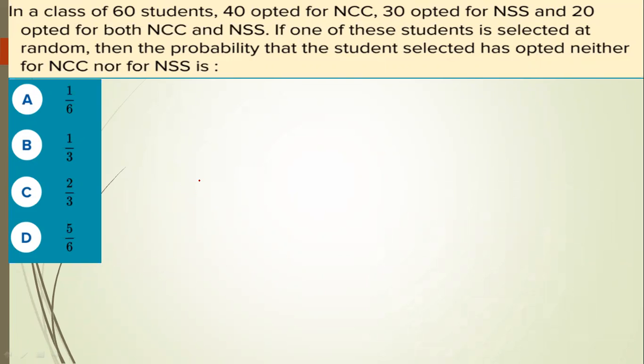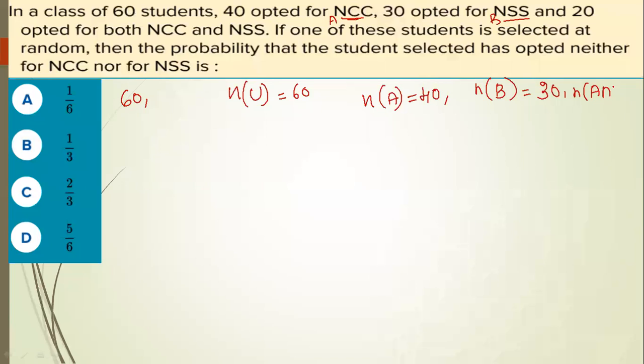If one of these students is selected at random, then find the probability that the student selected has opted neither NCC nor NSS. Here they have mixed sets with probability. What they have told: the number of students in the class is 60, so n of U is 60. If I take NCC as A and NSS as B, n of A is 40, n of B is 30, and A intersection B is 20.